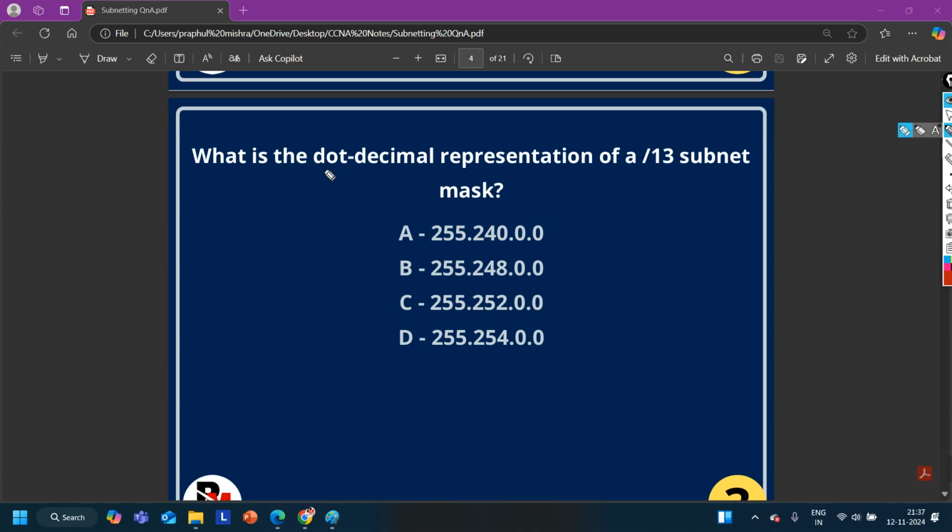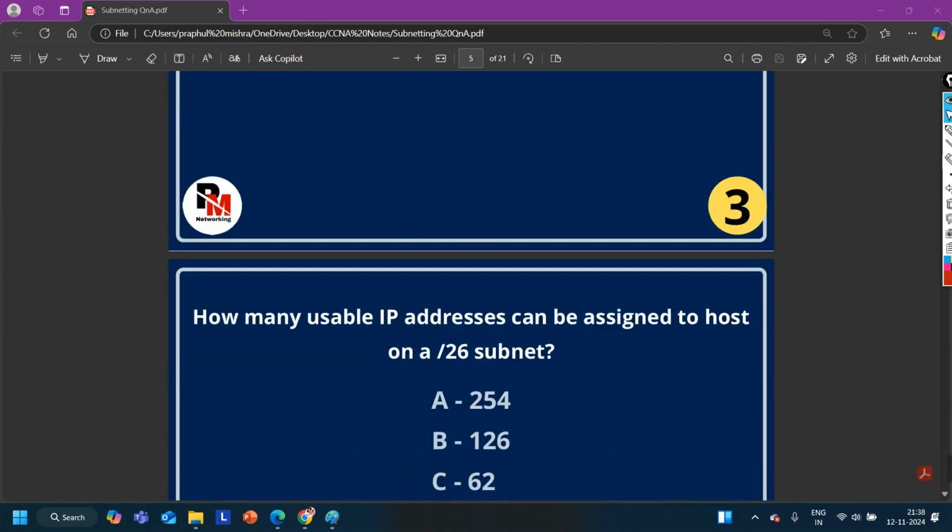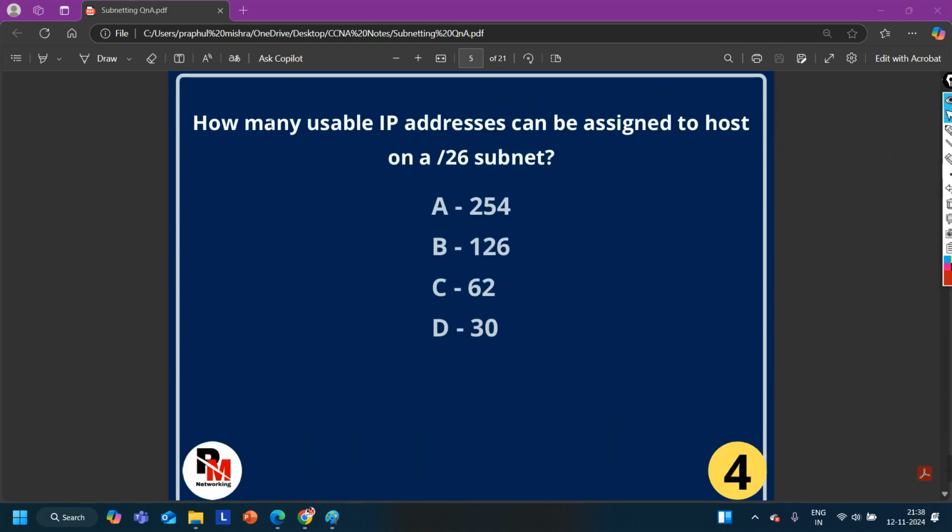Sir, B option. Oh, dotted decimal means it is asking for the subnet mask of slash 13. B option, 255.248. You only need to find how many bits I have borrowed. How many bits are there in the second octet? 8, 9, 10, 11, 12, 13. Right? Then you can check this one.